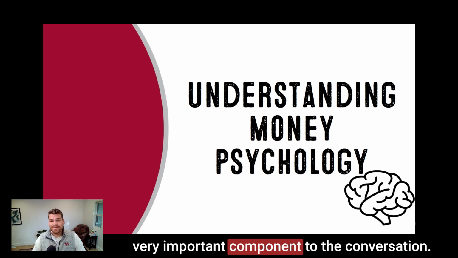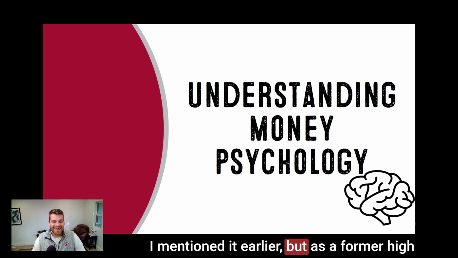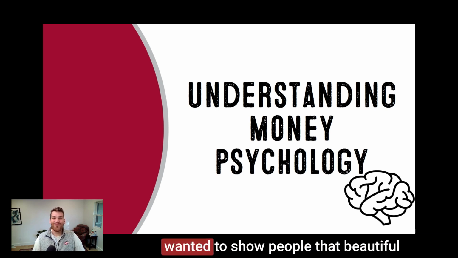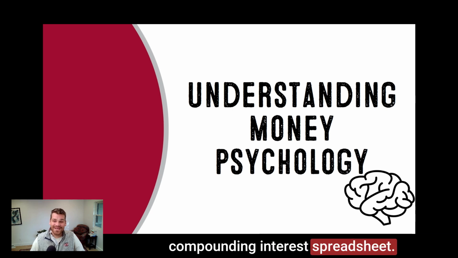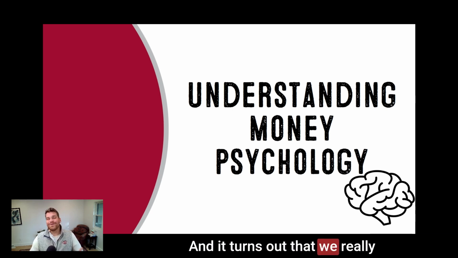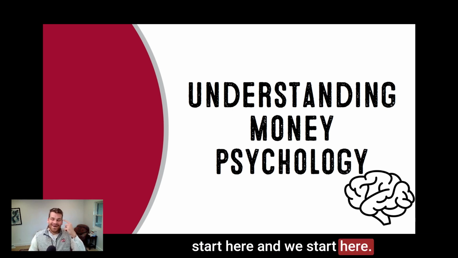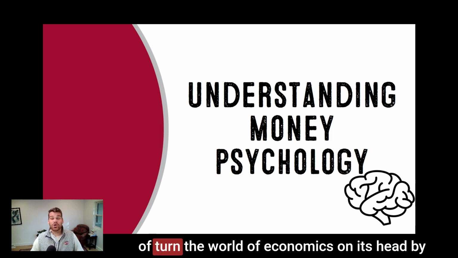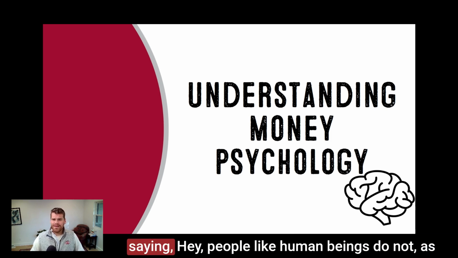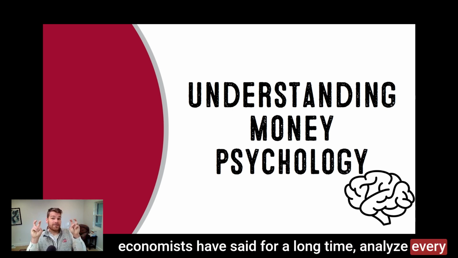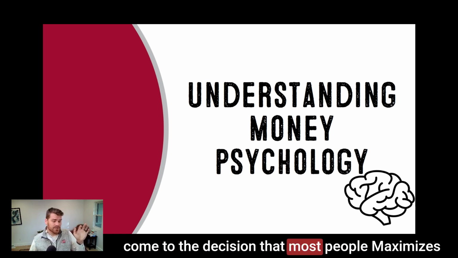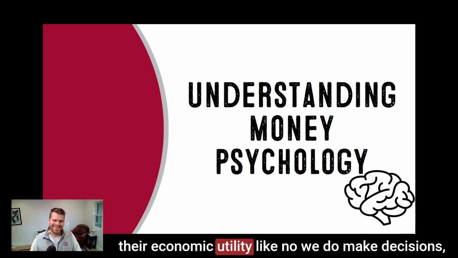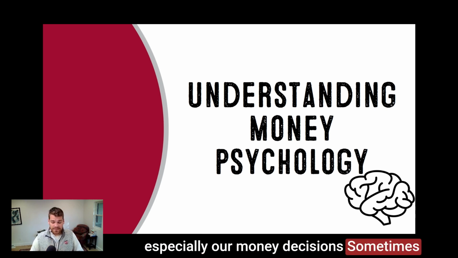Okay, now let's jump into this idea of understanding our money psychology, because this becomes a very important component to the conversation. I mentioned it earlier, but as a former high school math teacher, I always just wanted to show people that beautiful compounding interest spreadsheet. There were two economists named Kahneman and Tversky, who eventually turned the world of economics on its head by saying, hey, human beings do not, as economists have said for a long time, analyze every single piece of information in front of them and come to the decision that most maximizes their economic utility. No, we do make decisions, especially our money decisions, sometimes emotionally.